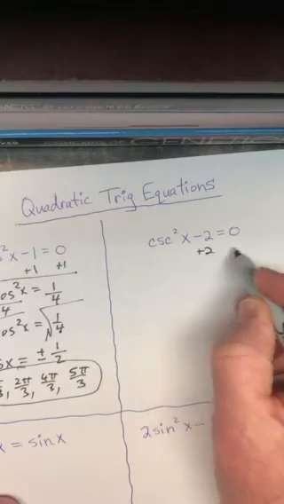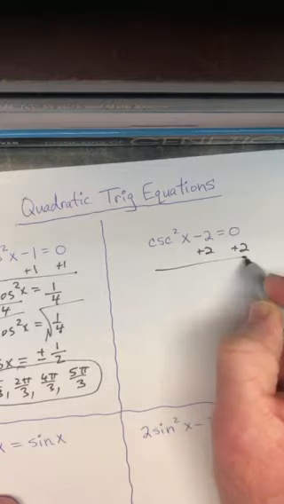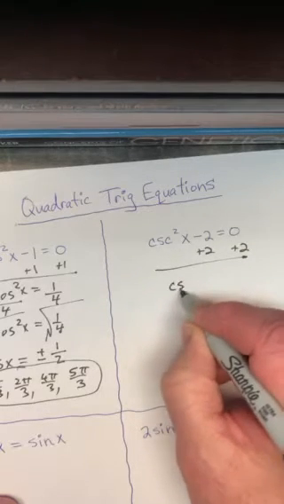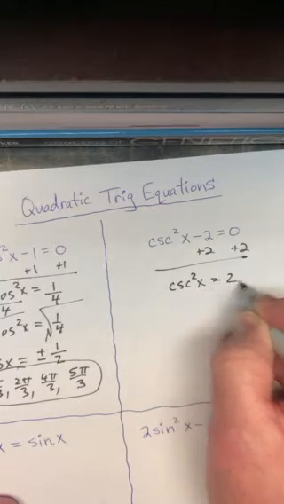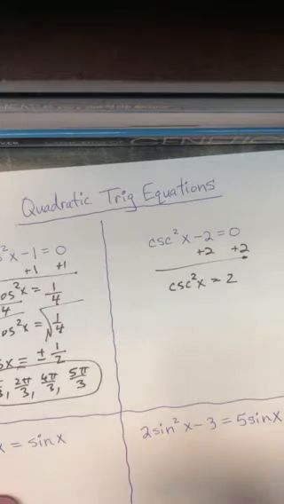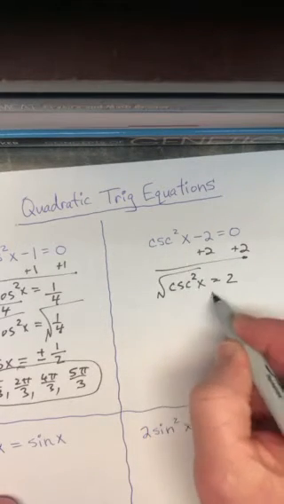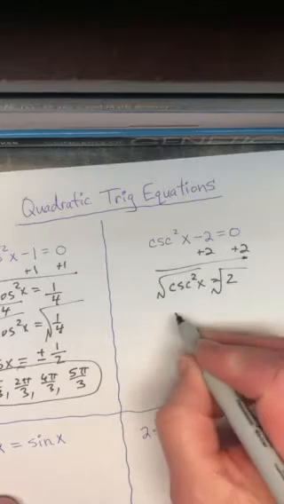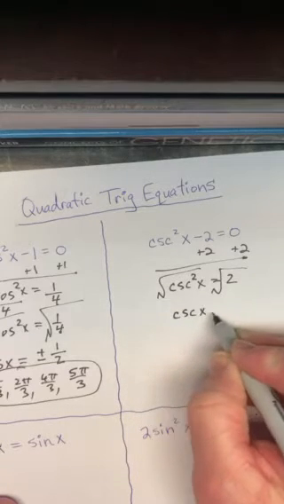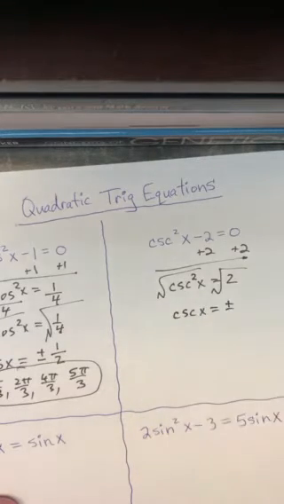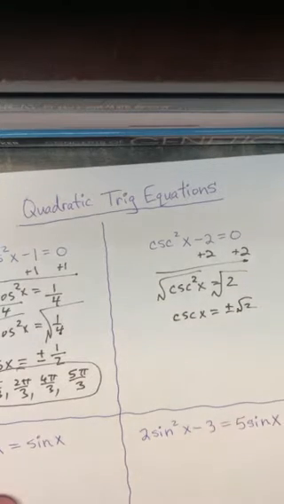Obviously, I'm going to add over the 2. The 2's would cancel. I have cosecant squared of x equals 2. The opposite of squaring is square rooting both sides. And I end up with cosecant of x equals plus or minus radical 2.